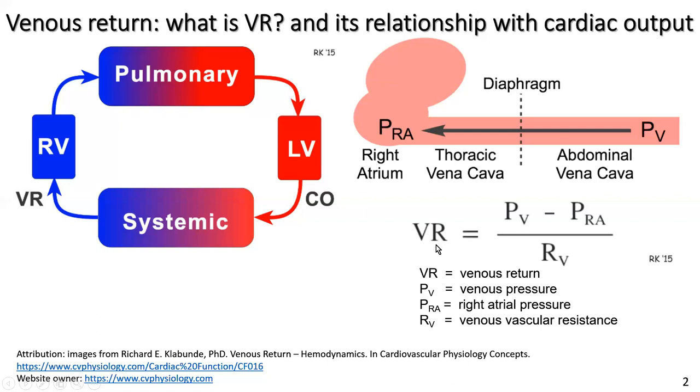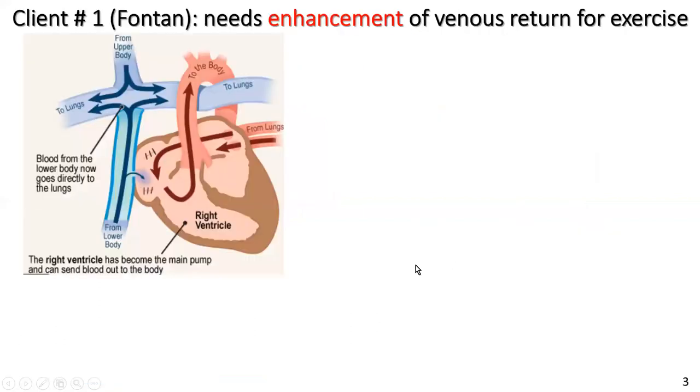And I'm going to go through two of my client case examples of how I would mind map venous return to affect the exercise prescription. So the first client type that I want to describe is Fontan clients. Now, I'm not going to go over the Fontan operation. There are a number of different variations of Fontan. But essentially, what the surgeons are doing is putting conduits in.